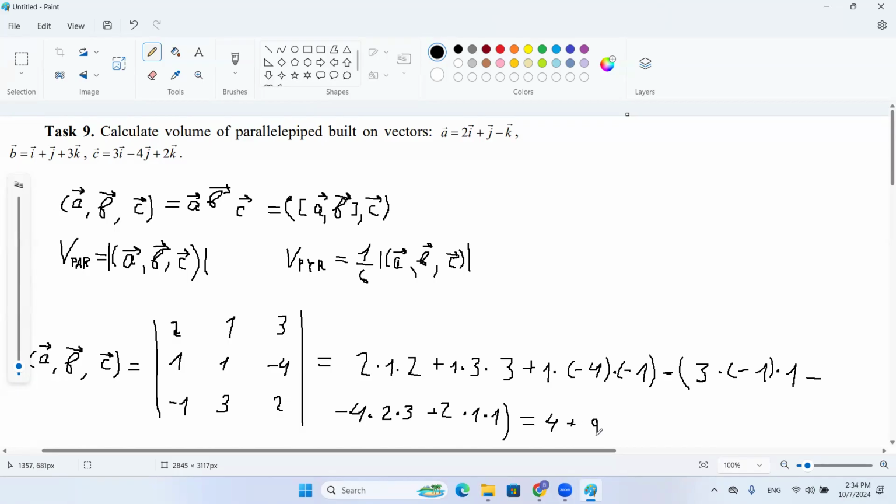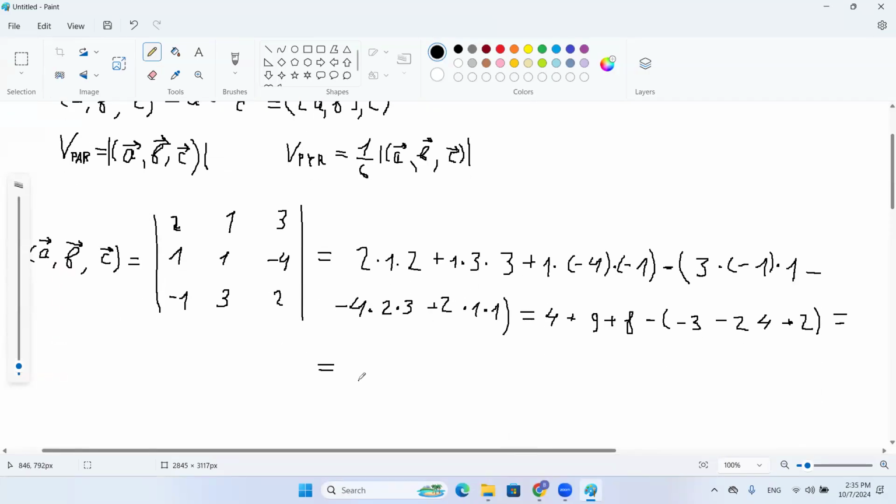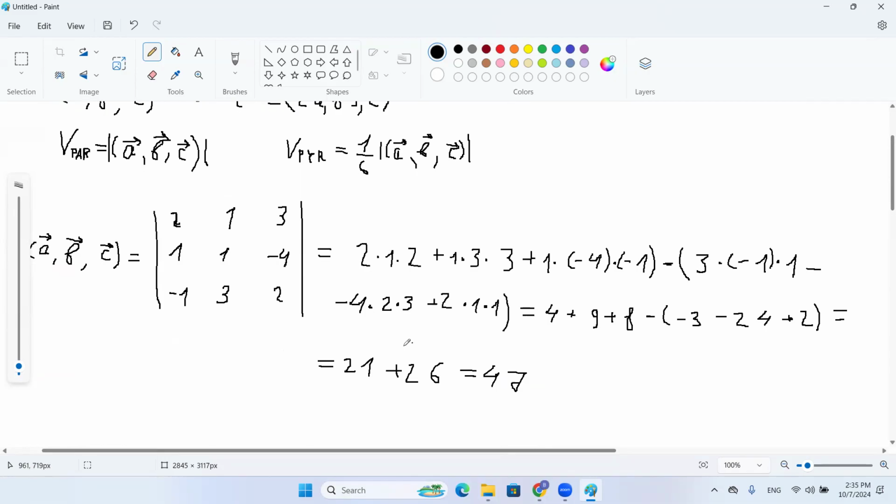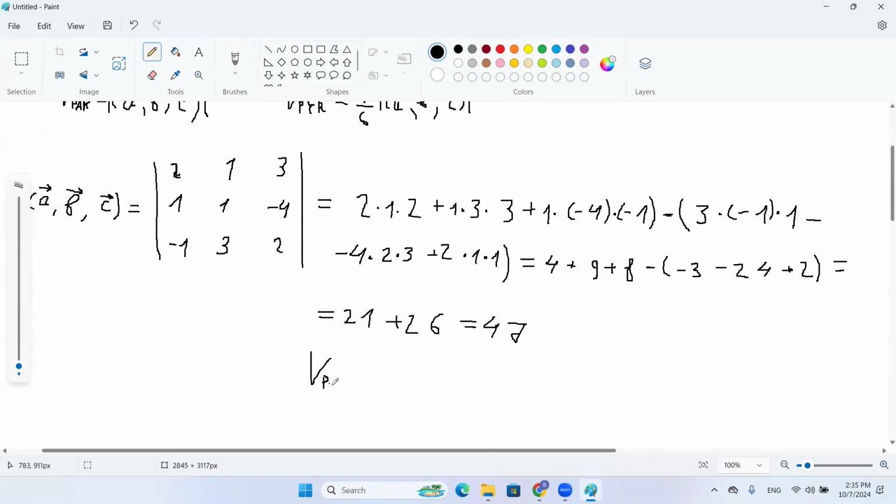So 4 plus 9 plus 8 minus 3 plus 24. Minus 24. Don't lose signs as I do. Plus 2. Minus 21. Minus 20, plus 26. And it will be 47. And as we have a positive mixed product, the volume of our parallelepiped will be 47.